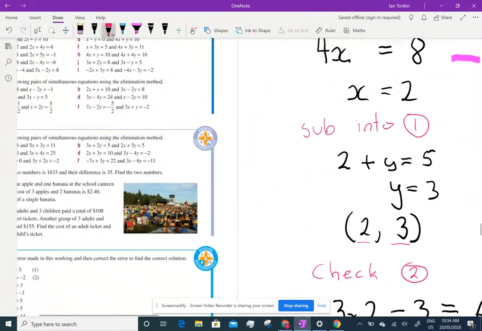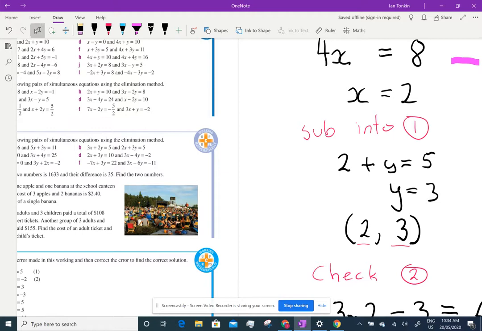So they're pretty easy. But in question 5, I have to do something a little different. So I'm going to do 5b.